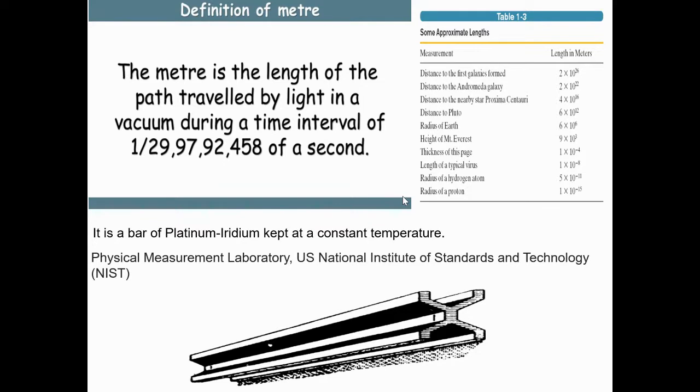You can just read: a meter is the length of the path traveled by light in a vacuum during the time interval of 1 over 2.9 multiplied by 10 to the power of 8 of a second. What is the meaning of this, brother? Have you ever known about this number?